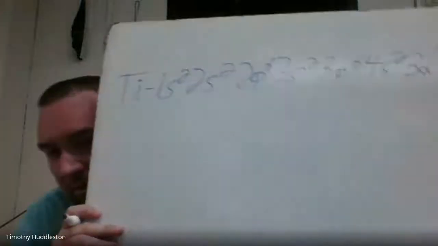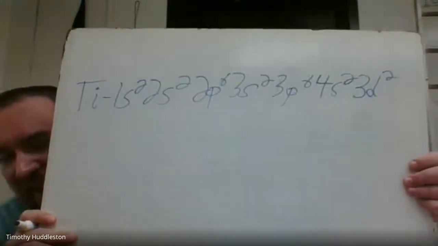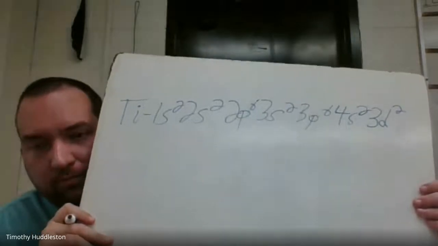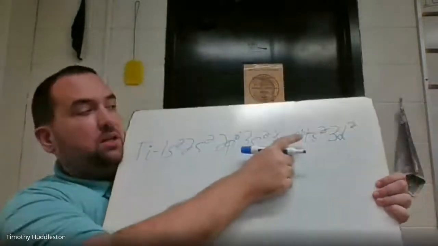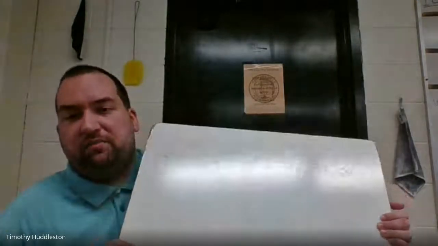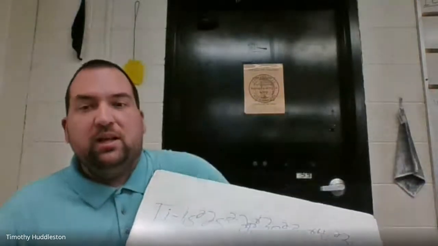Because what I do is I look at the outermost principal energy level, which would be 4. Okay? So the only 4 is right here. And I've only got 2 electrons in the 4th principal energy level. So that tells me that I'm going to lose those 2 electrons. And the reason transition metals are like that is because they only have 2 valence electrons. So that's why most of them only have a +2 charge.